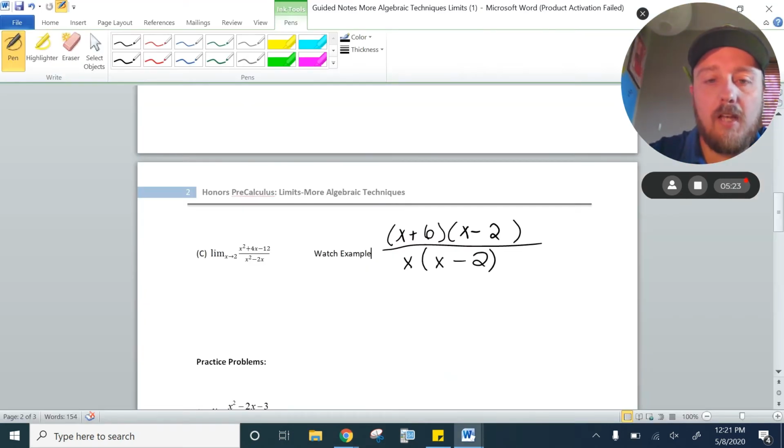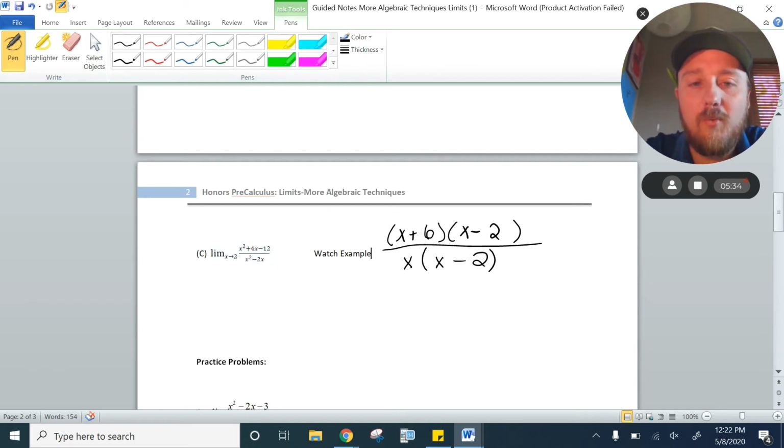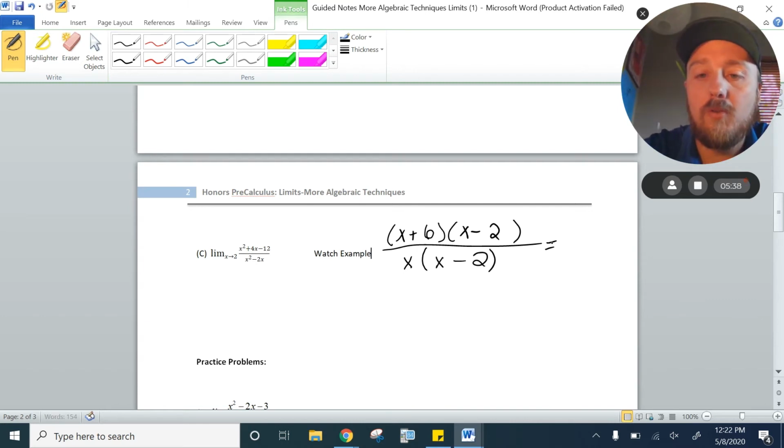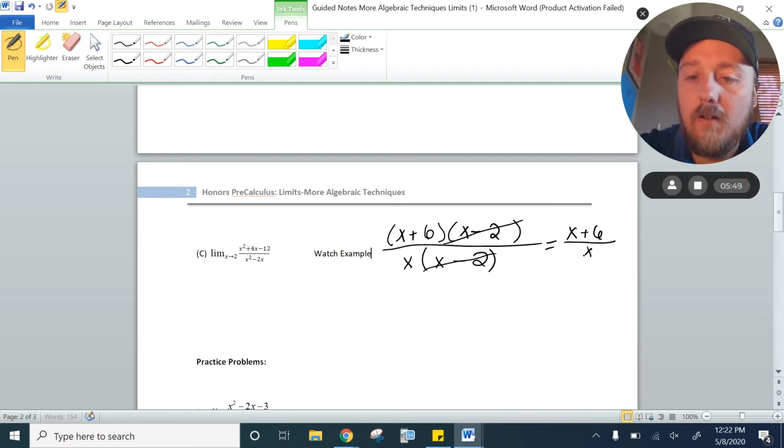Going back to the algebra side, we've been trying to figure out how to find the limit at x equals 2. So if x is 2 and we leave it in this form, we're not going to be able to do a direct substitution. But as examples 1 and 2 showed us, I can take x minus 2 divided by x minus 2, it reduces to 1. Our graph ends up really looking like x plus 6 over x.